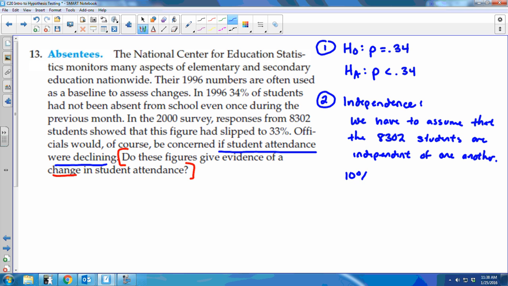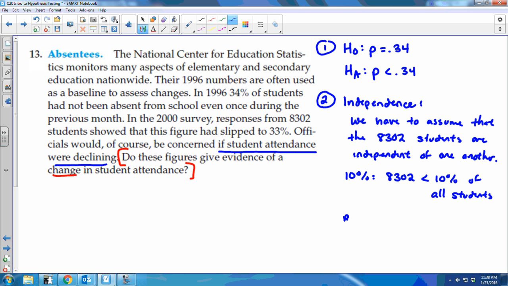Yeah, we can do that one. So 10%, 8,302 is less than 10% of all students, since it says it's a national study, right? So that's one of the conditions. What's the other?